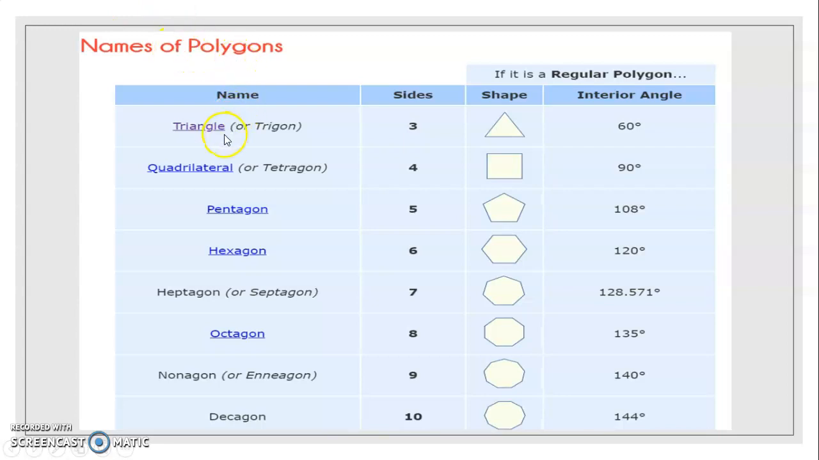Names of the polygons. Triangle, it has 3 sides. Quadrilateral, it has 4 sides. Pentagon, it has 5 sides. Hexagon, 6. Heptagon or septagon, 7. Octagon, 8. Nonagon.